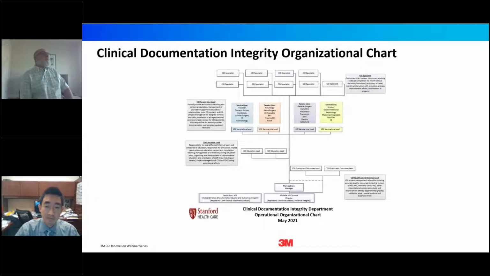So we are here to support the CDI specialists who do all of the work for us on the front lines. And in between the specialists, we have a career ladder. So we have some quality and outcomes leads who you'll hear more and more about as we continue our discussion. We have education leads that are responsible for all the education for both provider driven as well as staff education. And then we have service line leads who help to support those educational efforts at the service line level. And then the specialists do our daily work.